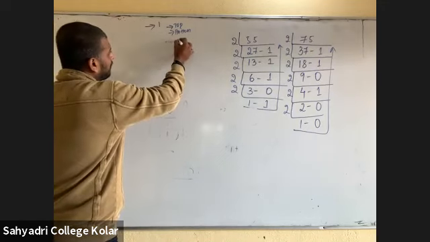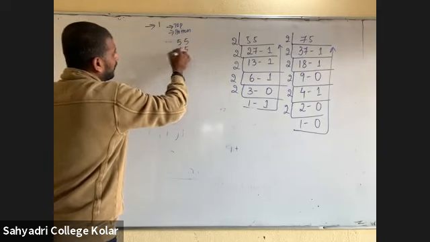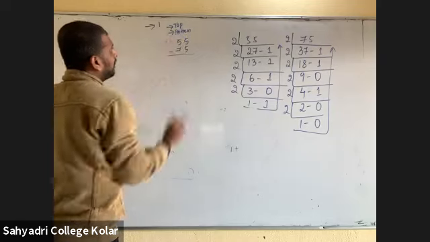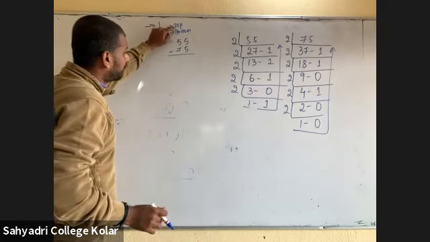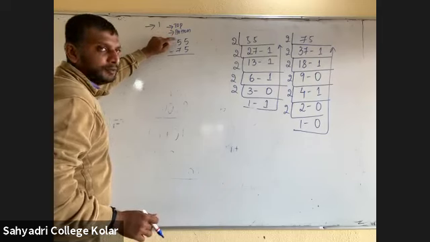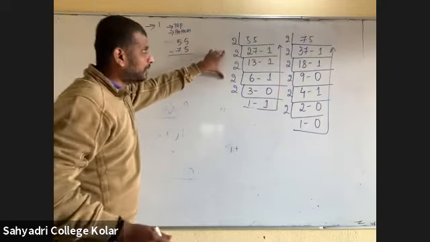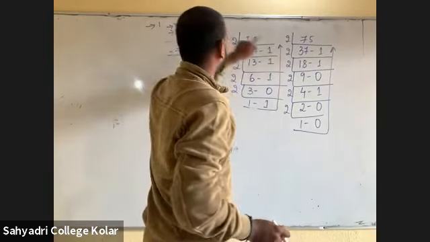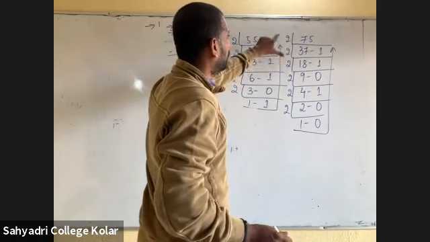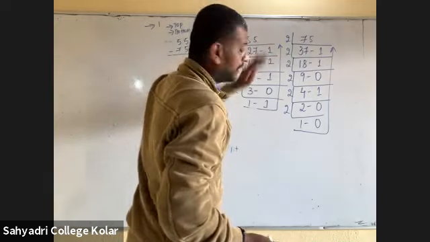Now, the example I have taken is 55 minus 75. I am subtracting 75 from 55. You have the number at the top and the number at the bottom. What is the number at the top? 55. What is the number at the bottom? 75. So both the numbers I have converted from decimal to binary. You know how to convert a decimal number to a binary number.